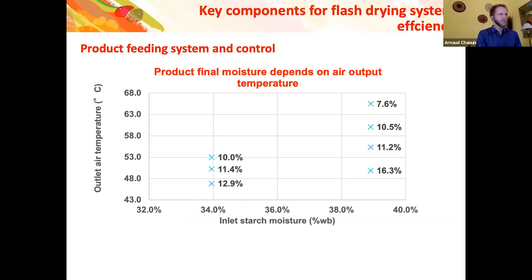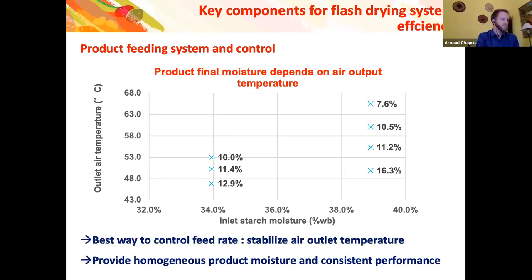Another important point about product feeding is the control of feeding, because the product final moisture actually depends on the air outlet temperature. A good way to control the feeding is to look at the air outlet temperature, and to stabilize the air outlet temperature.